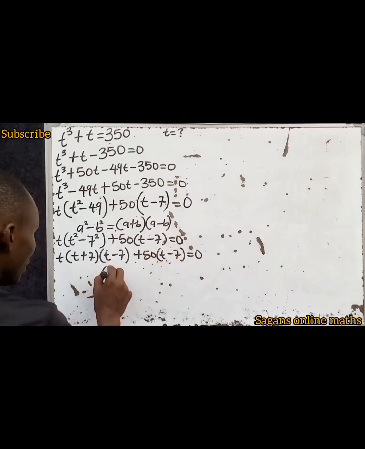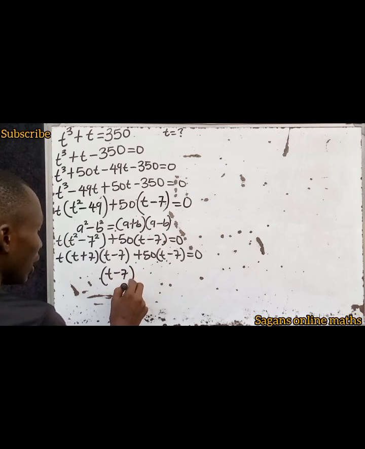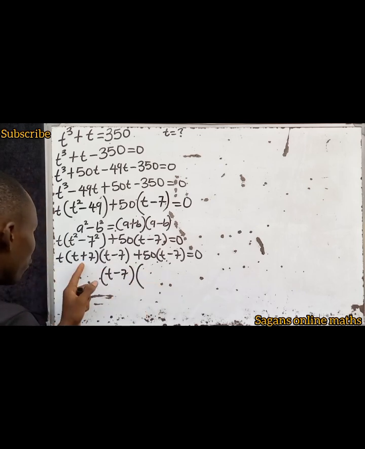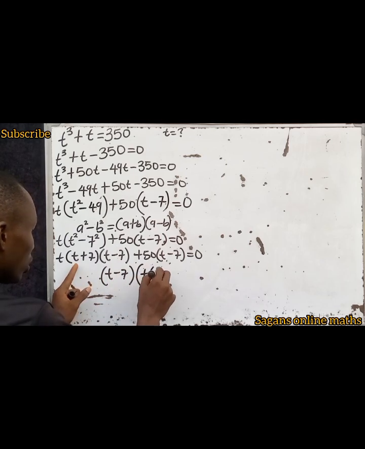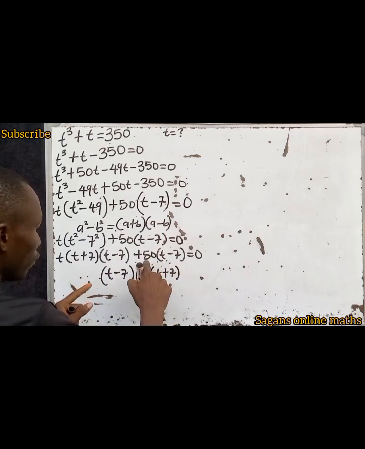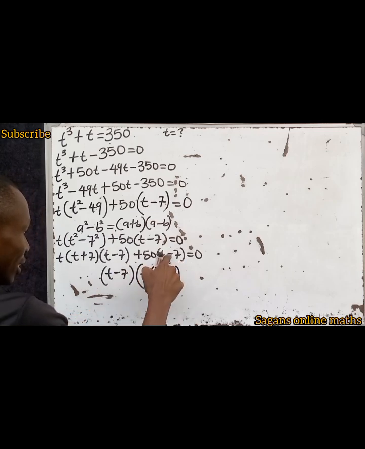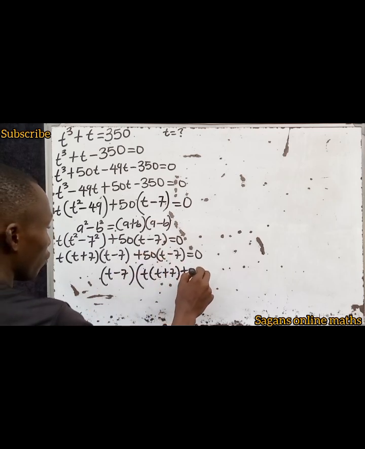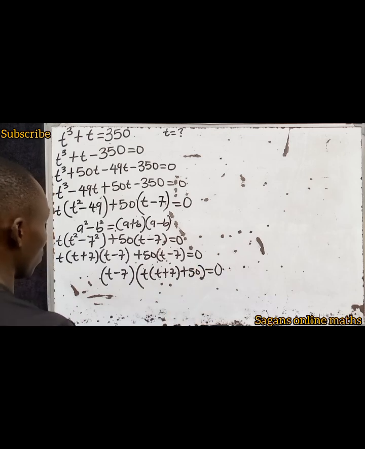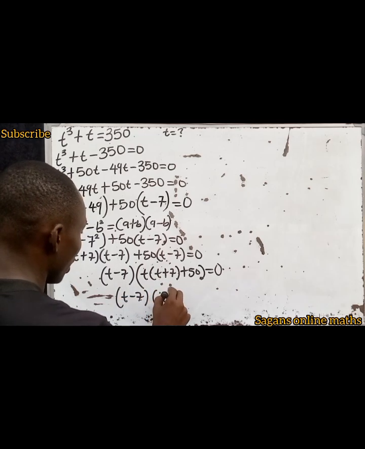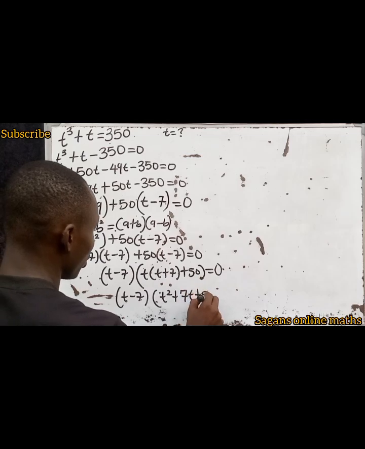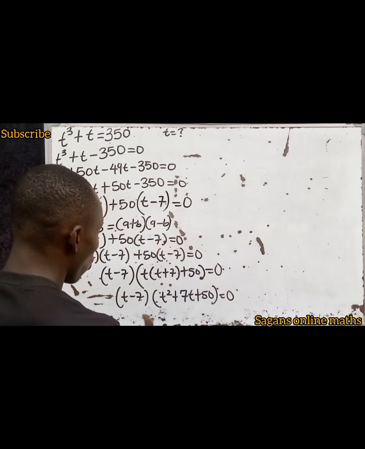You can say t minus 7 is common. Now observe this: divide this by t minus 7, and t minus 7 cancels out, so you have t times (t plus 7), then 50 times (t minus 7) divided by (t minus 7) gives us plus 50. All this equals 0. Now let's simplify it further. That means (t minus 7) times (t times t gives us t squared, t times 7 gives us plus 7t, plus 50), all this equals 0. Wow, this is amazing.